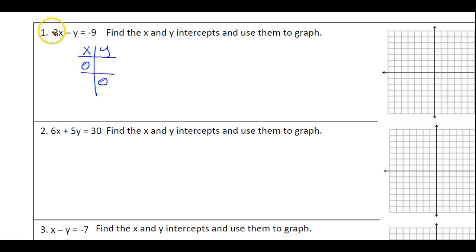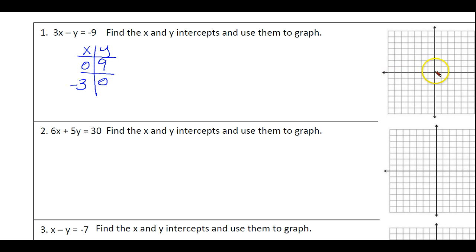So if X is a 0, you have a negative Y equals a negative 9, which makes Y then a positive 9. And if this is 0, our Y, we're going to divide both sides by 3. This gives us a negative 3. And then we take it over to our graph.